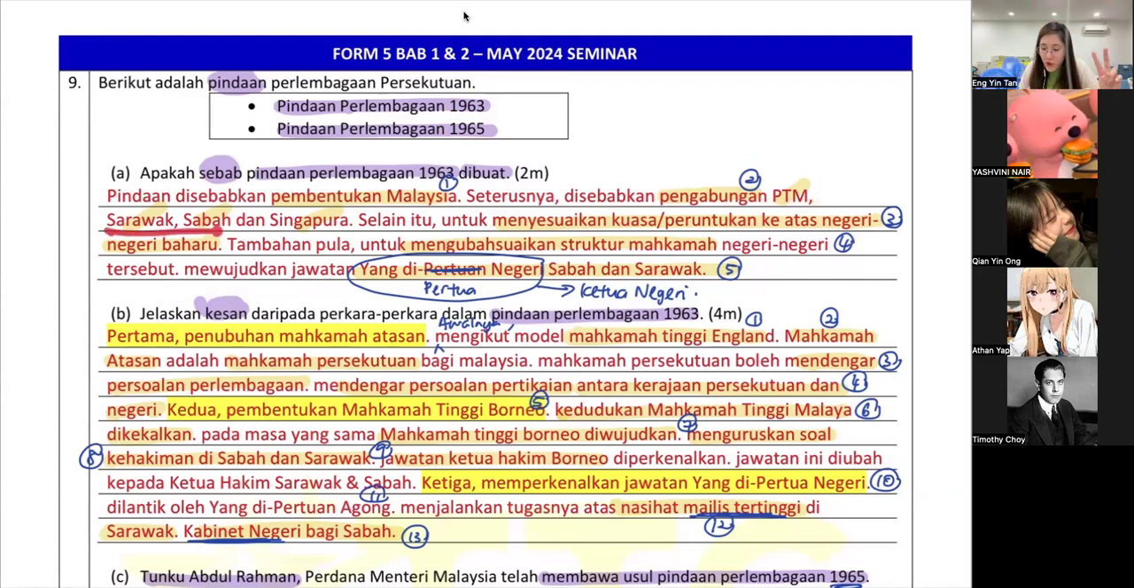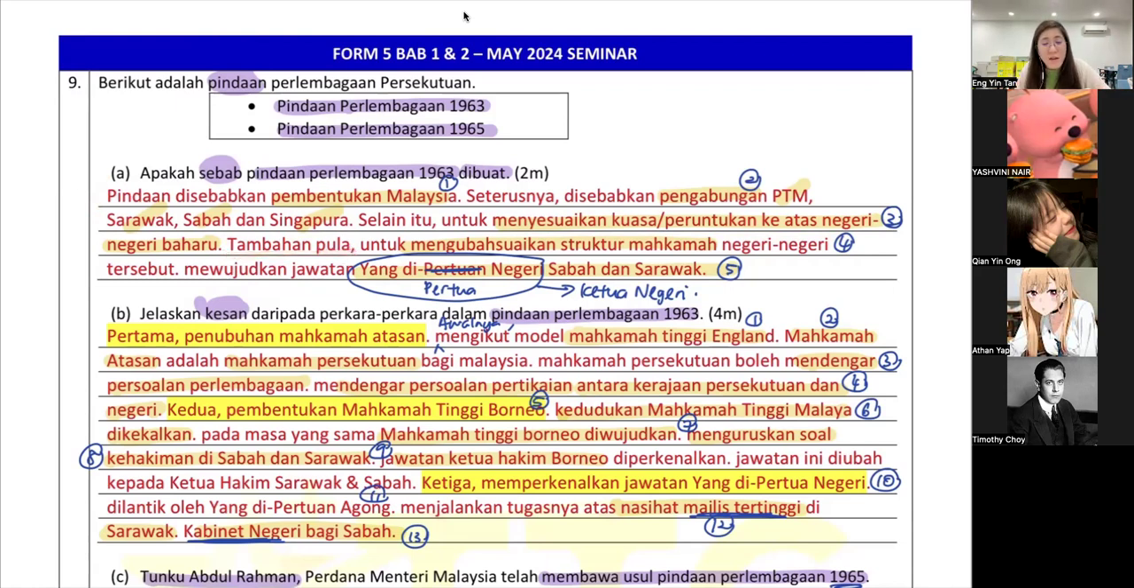And because we have new members joining us, therefore we need to adapt, menyesuaikan peruntukan ke atas negeri-negeri baharu. So therefore, like this, you get 3 marks already. You get full marks already. Actually, you write until here, you can stop already. That's why you see, I give you some extra answer, tambahan pula.